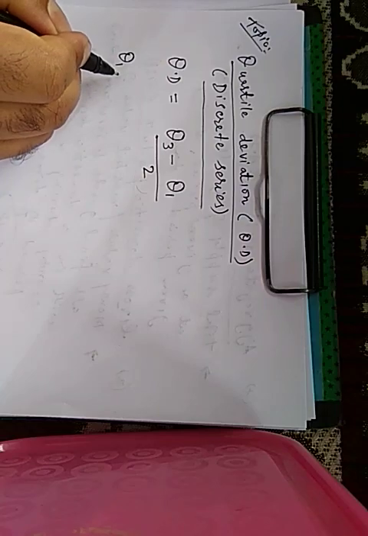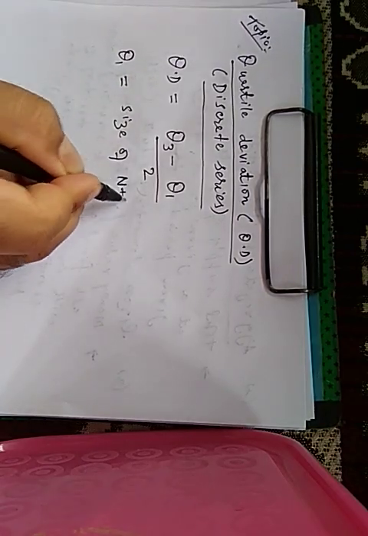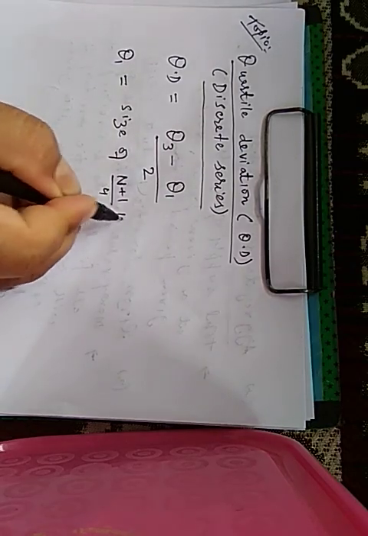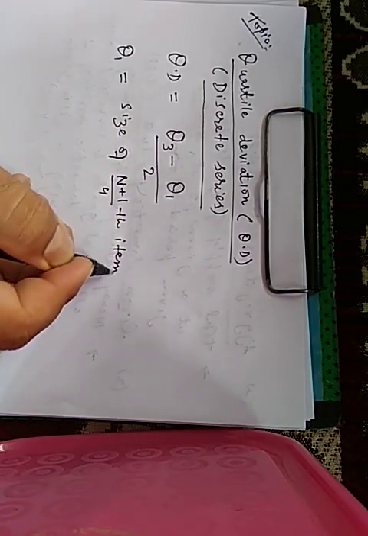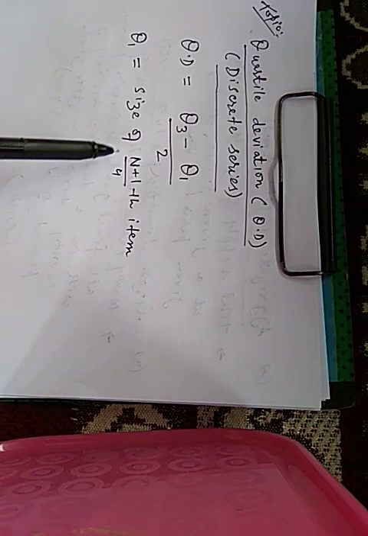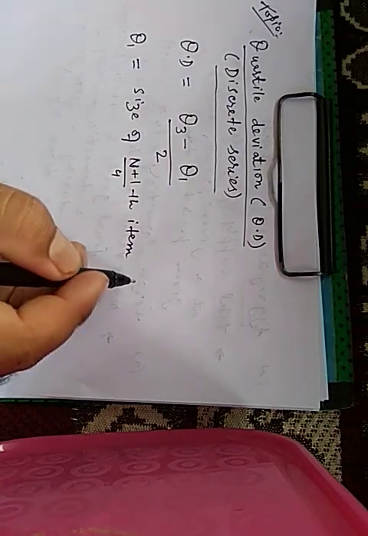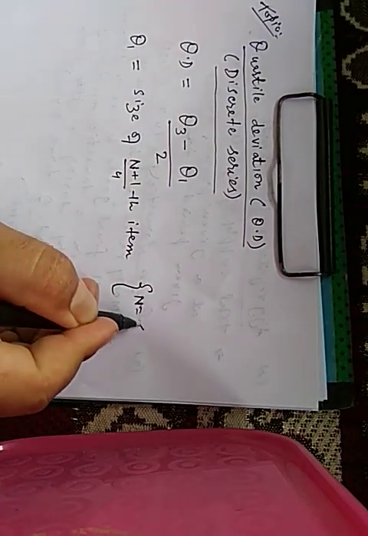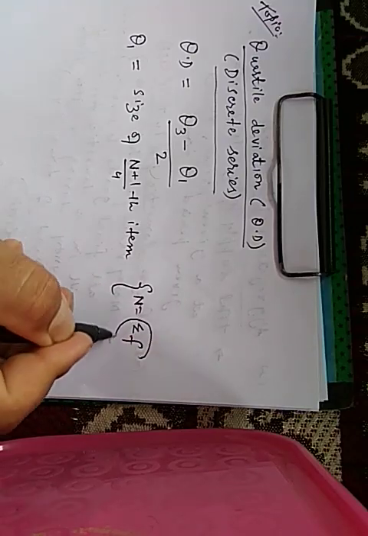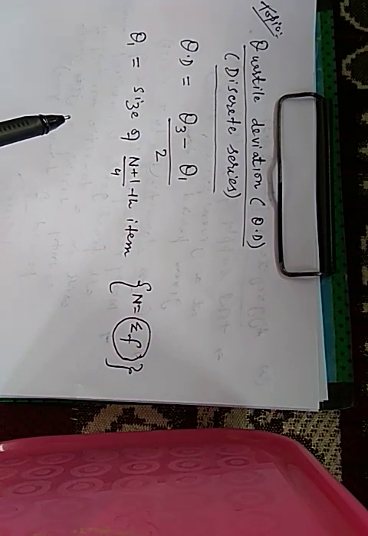First quartile will be equal to size of (n plus 1) divided by 4th item, where n is the total number of observations, total number of items in a given statistical series. In case of discrete series, n is equal to sigma f, that is the sum total of frequencies, summation of frequencies.